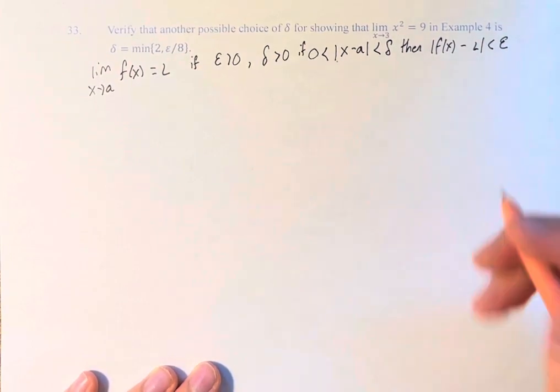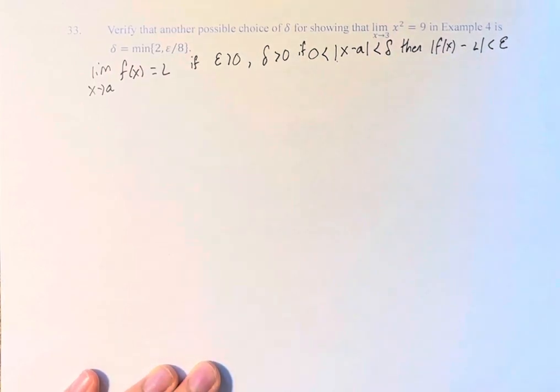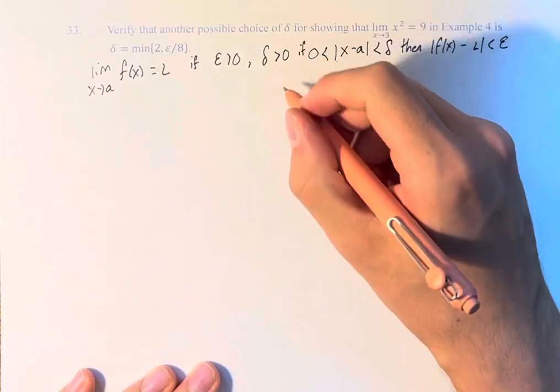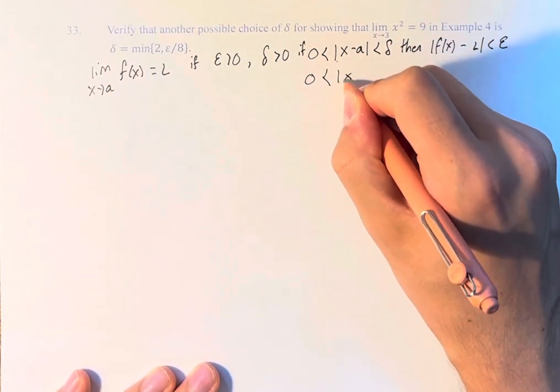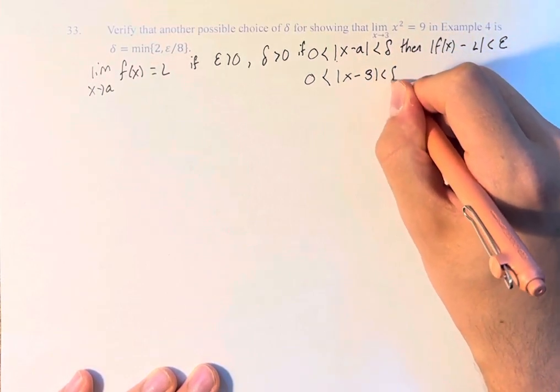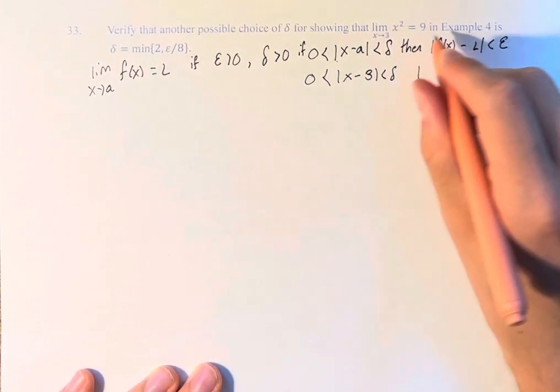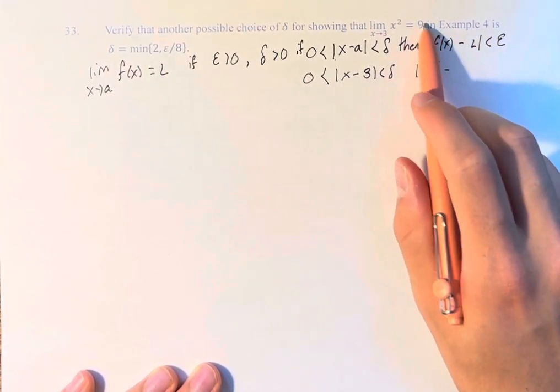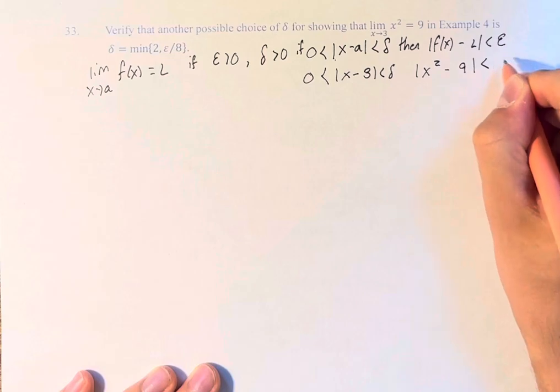And so what we have to do here is first plug into these inequalities the values associated with this exact limit. So a is the value that x is approaching. So we have 0 is less than the absolute value of x minus 3 is less than delta. f of x is the function in the limit, so that's x squared. L is the value of the limit, so that's 9, and this is less than epsilon.